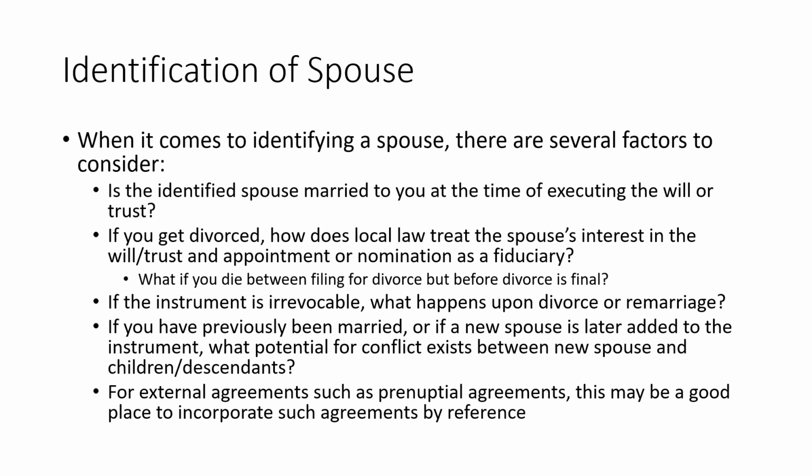Now, we're really going to look at those three categories of family member I mentioned: spouse, children, and descendants, and look at how we identify those. And we're going to start with a spouse.